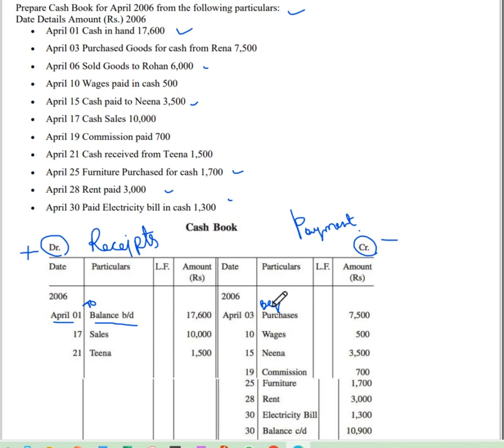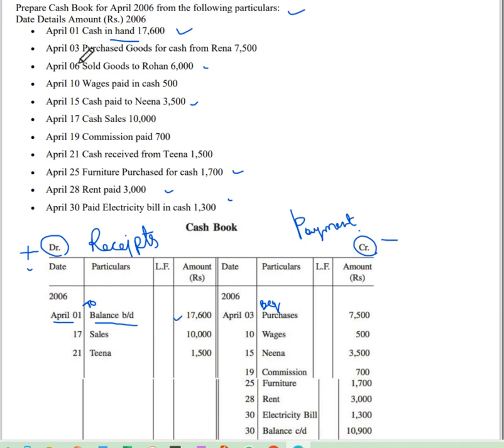Each and every one of us has a different way of solving and maintaining the books, that is fine. But for all the transactions, receipts go on the debit side, payments on the credit side. That's all. So cash in hand: we have 17,600 rupees in our hand. That is a form of receipt, that is, cash is increasing. So we show on 1st April 2006, to balance brought down 17,600 rupees.